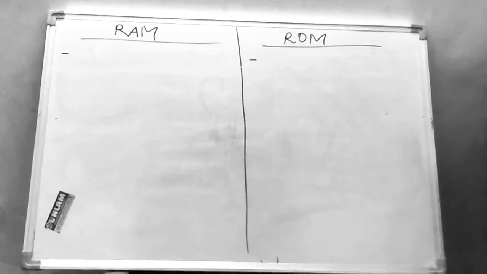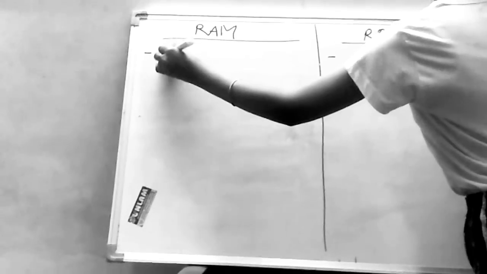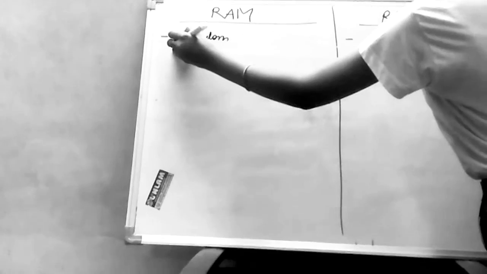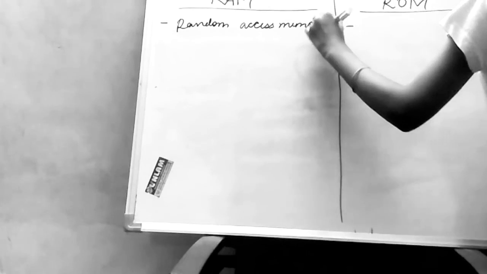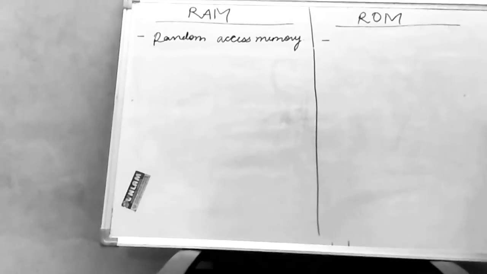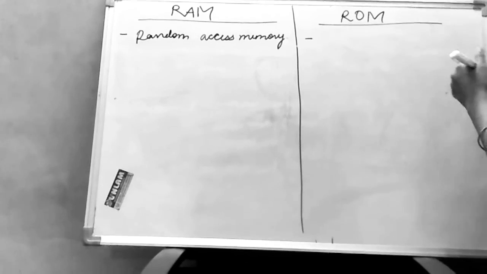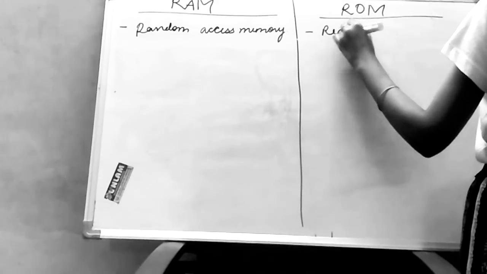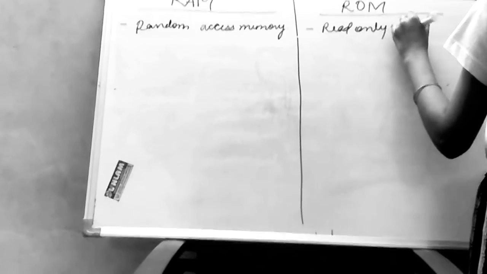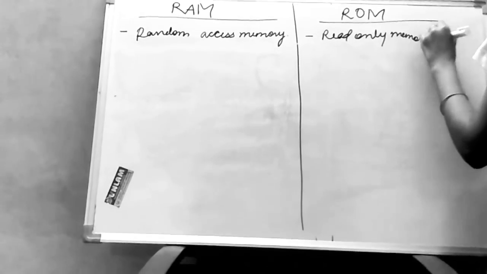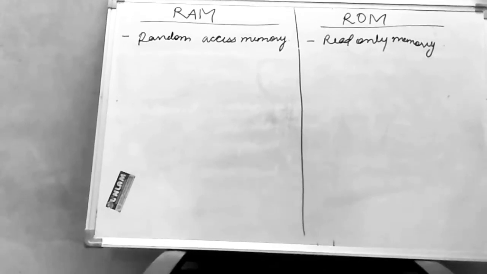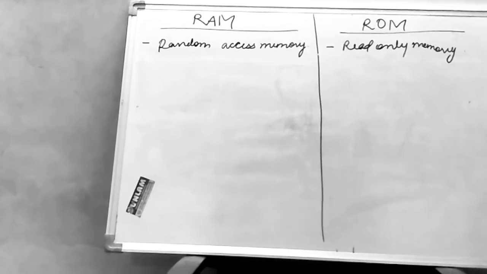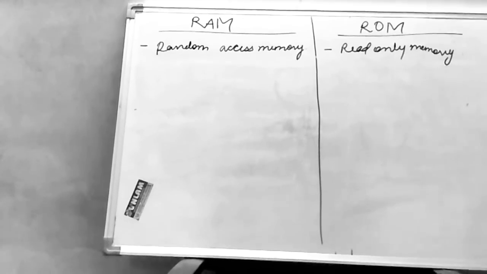RAM stands for Random Access Memory, whereas ROM stands for Read Only Memory. RAM is placed on the motherboard in the form of a chip, and ROM is also present in the form of a chip on the motherboard.